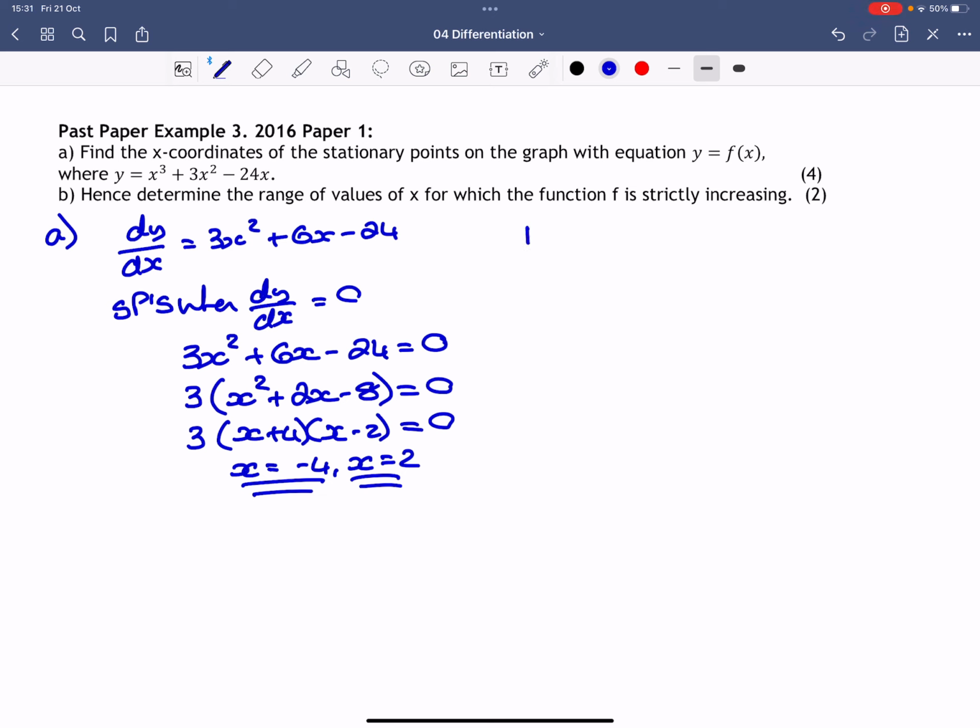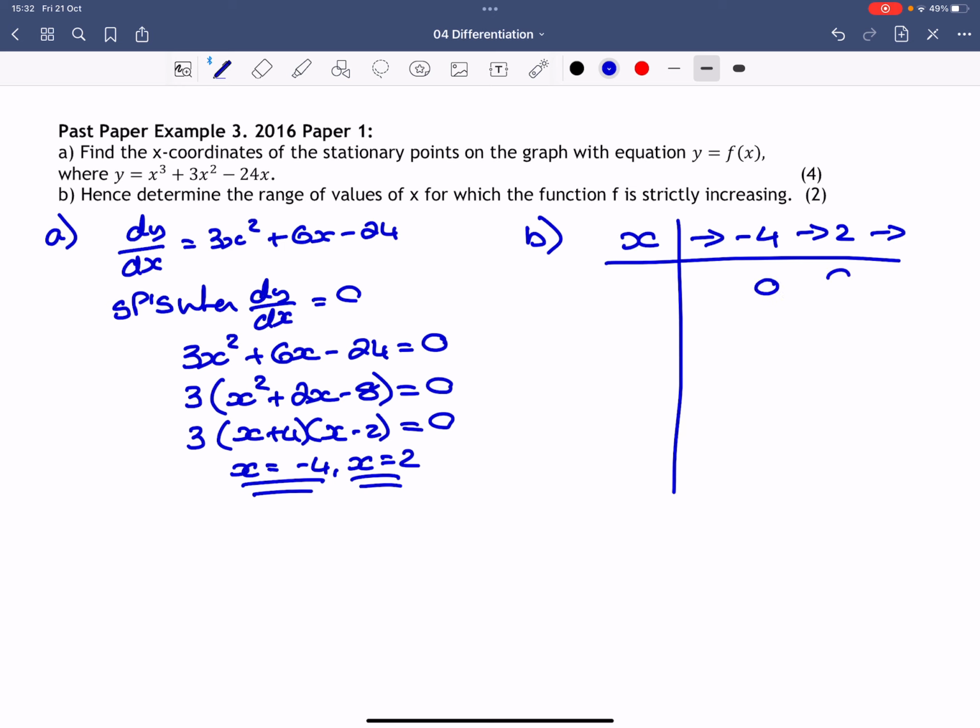Part B gets us to determine the nature. So for that we need a nature table. Let's quickly just draw it up. So we are approaching minus 4, approaching 2 and then leaving 2. Put in your zeros, put in your derivative and shape. Pick values before, between and after. So I'll put minus 5 in here, 0 in here, and then 3 in there.